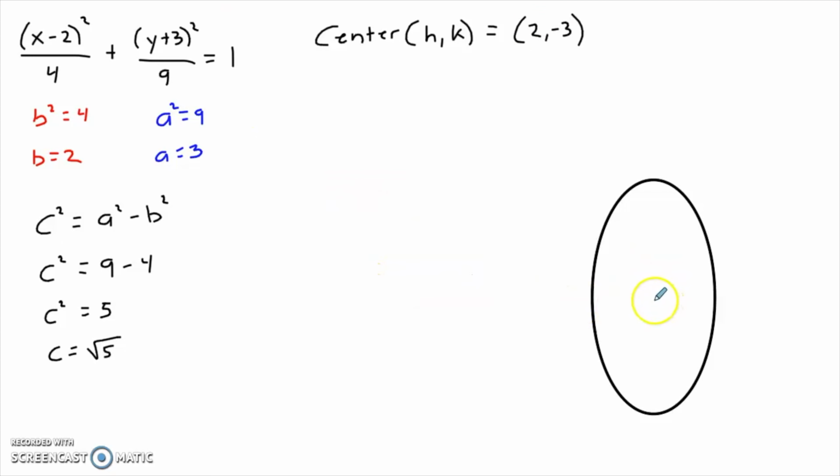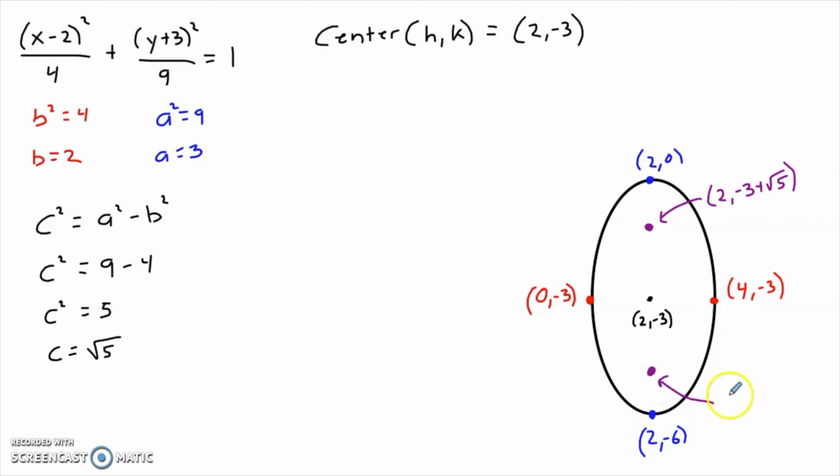Armed with all that information, we can go ahead and sketch our ellipse. So the center here is 2 comma negative 3. To find the vertices, the points along the major axis, we simply go up and down by the value of a. That's 3. So this is going to be 2 comma 0 and 2 comma negative 6. To find the co-vertices, the points along the minor axis, we simply go left and right by the value of b. So that would give us 4 comma negative 3 and 0 comma negative 3. And to locate the foci, we're going to go up and down by the value of c.